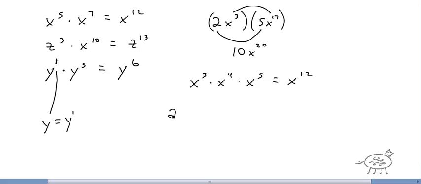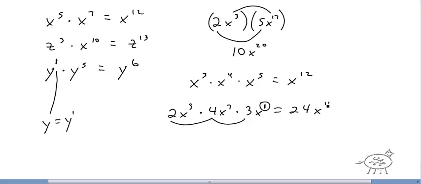Okay, so just make it a little more complicated. 2x to the third power times 4x to the 7th power times 3x times 3x. Okay? So they all are x's, and then of course the coefficients in front are 2 times 4 is 8. That's 8. 8 times 3 is 24. And then 3 plus 7 is 10. Plus, again, this is a 1. Don't forget that, is x to the 11th. So that's my answer, 24x to the 11th.